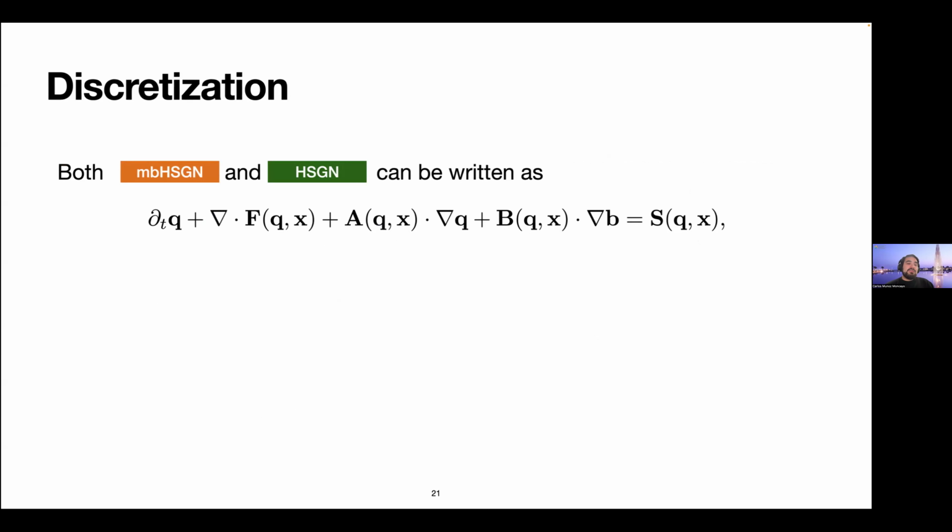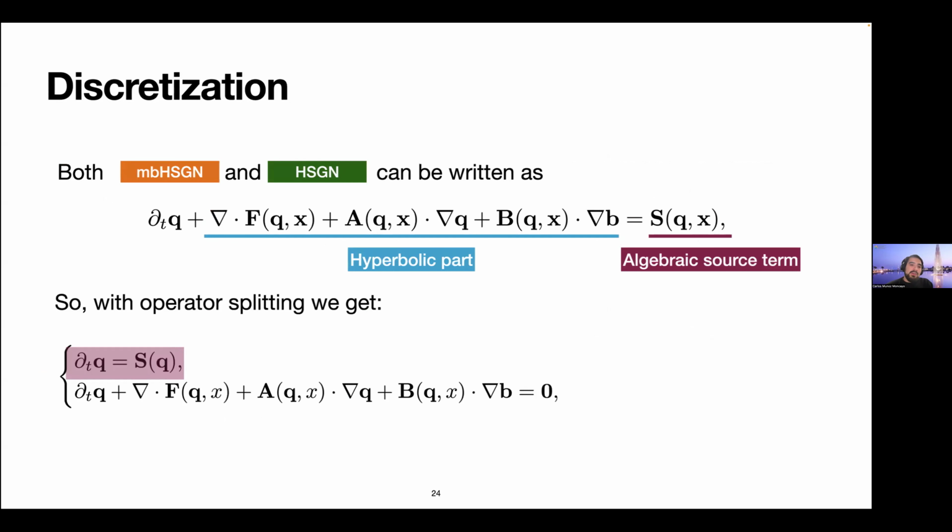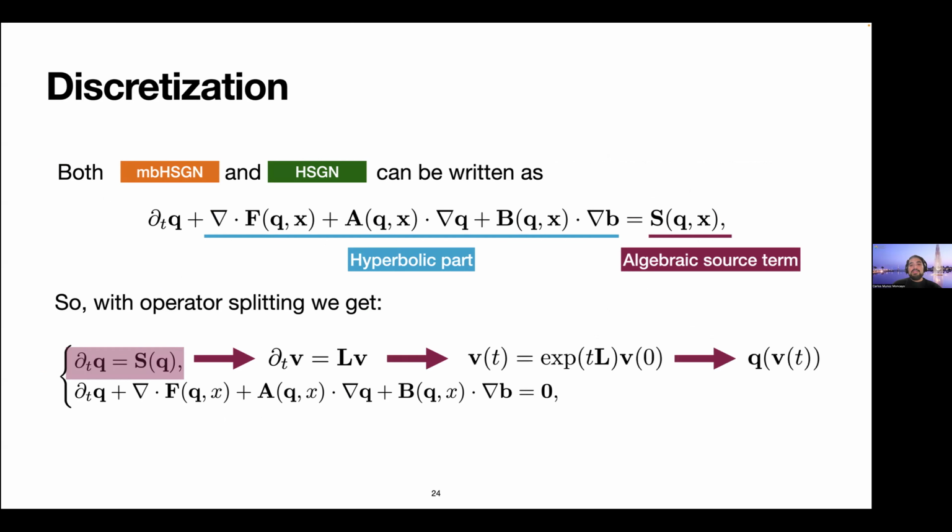Regarding the discretization, allow me to just say that both of the systems can be written in this form, where we have a hyperbolic part and a source term. The source term doesn't have any differential operators, it's algebraic and local. So we proceed with operator splitting. For the source term, we have the advantage that it becomes linear in the primitive variables. So we go to primitive variables, solve this ODE at each cell, and then we go back to conservative variables.